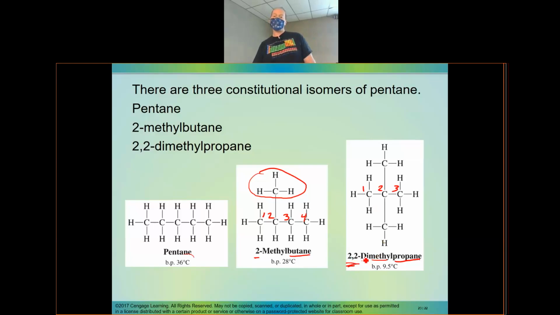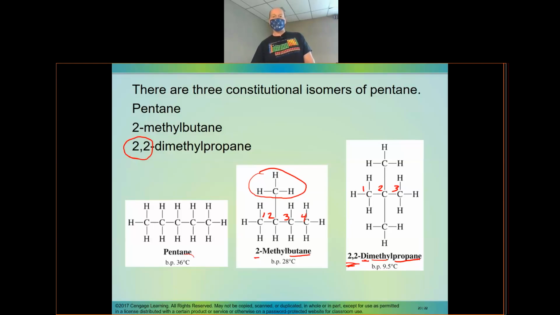So 2,2-dimethylpropane. Note that your numbers, whenever you're writing multiple numbers, have a comma between the numbers. 2,2. Then you have your 2, which is a number, and your D, which is a letter. Numbers and letters, you will have a dash. So you have a 2,2-dimethylpropane for the name of that isomer.